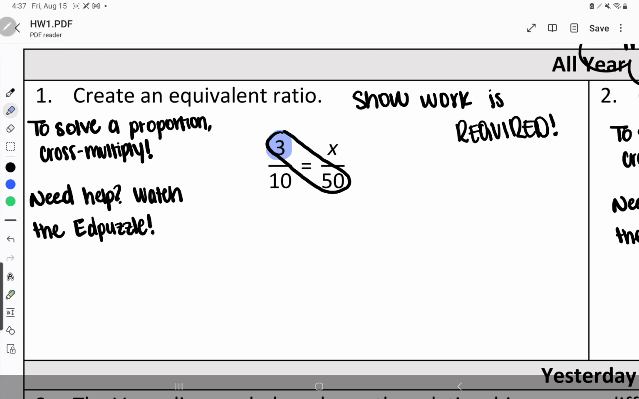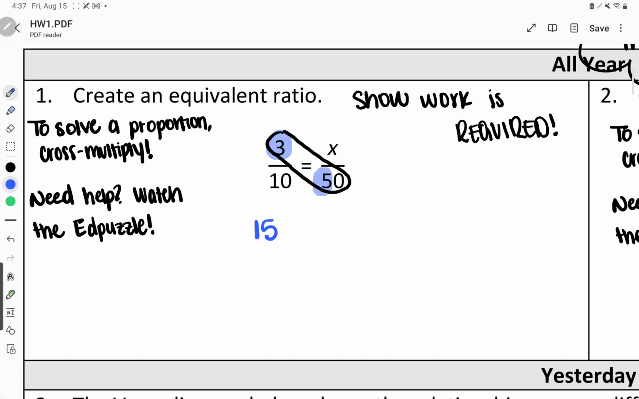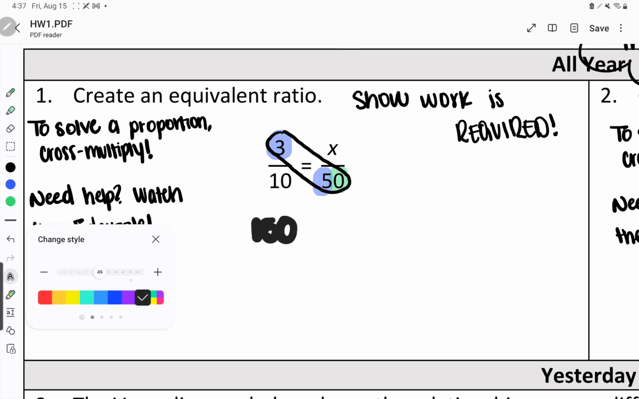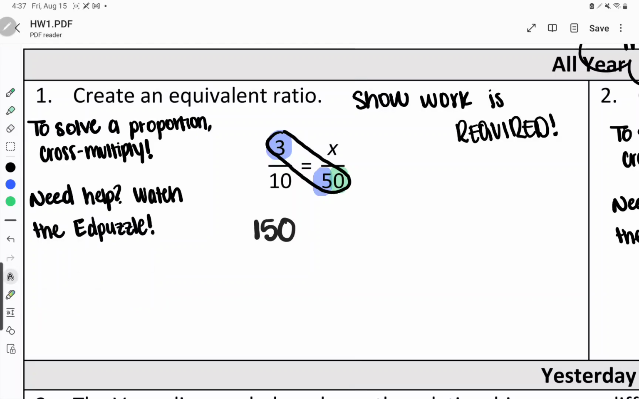Now, I'm going to start with 3 times 5. 3 times 5 gives me 15. And then I'm going to tack on this little 0 that I have here at the end. And that gives me 150. And I can do that when I have numbers that end in 0. I can do what I just did right there. Okay. So I have 150.